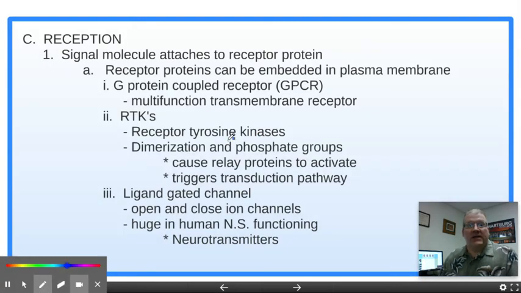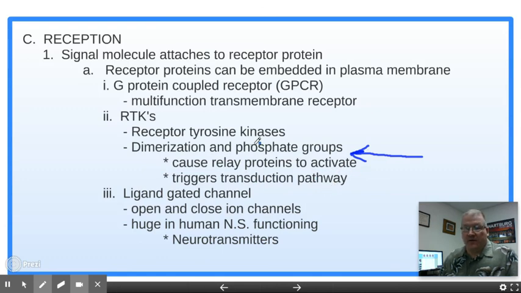So again, the RTK receptor is significant because it brings those two monomers together, forming that dimer, the dimerization, okay? And that causes all sorts of pathways to open up because it triggers that phosphorylation action within the cell.